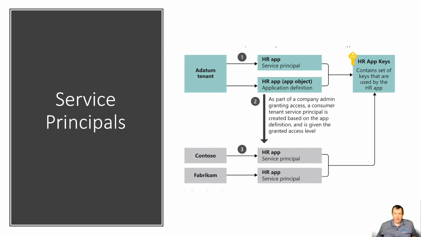Also, you can note that the HR app can be configured or designed to allow consent by users for individual use. The consumer tenants of the HR application, Contoso and Fabricam, each have their own service principal object, which represents their use of the application at runtime, which is governed by their permissions consented by each administrator.